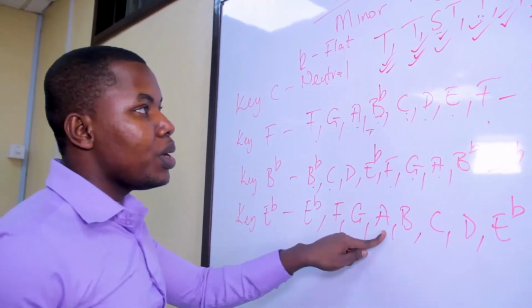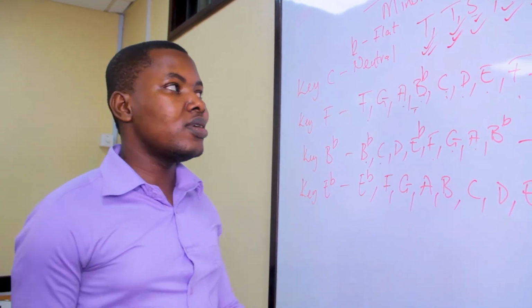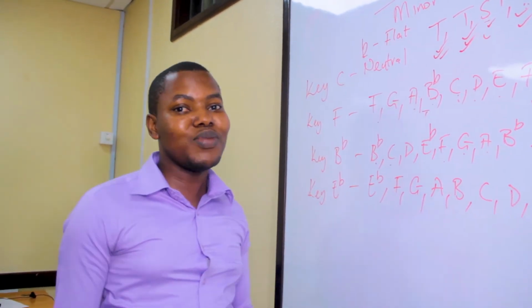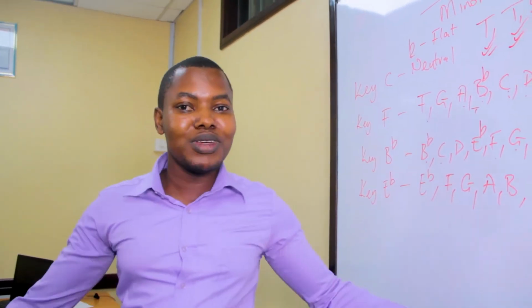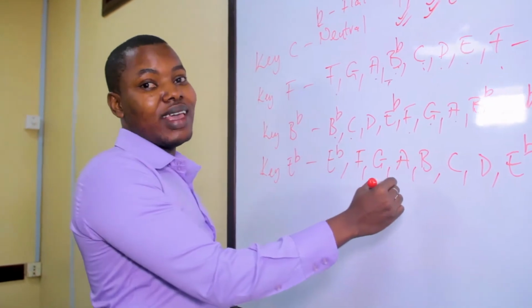Check. G to A, is it a tone or a semitone? G to A is what? It's a tone. But from the formula, we need a semitone. The formula is demanding a semitone. And we have a tone. So what do we do? Likewise, what we'll be doing, we have to flatten the A.